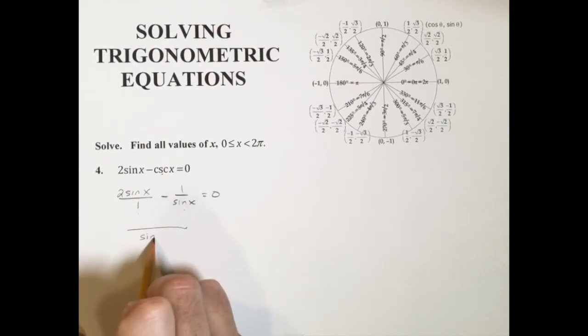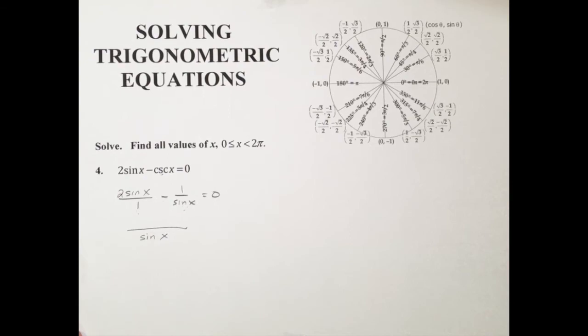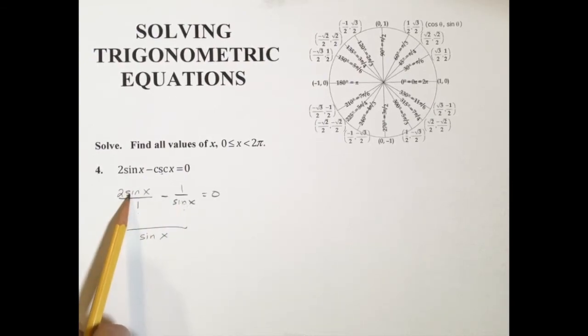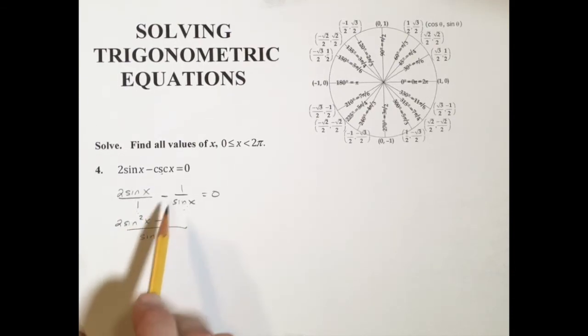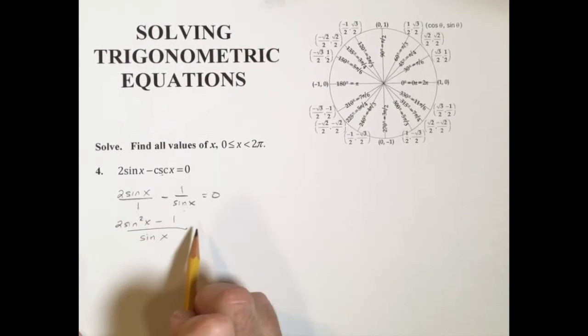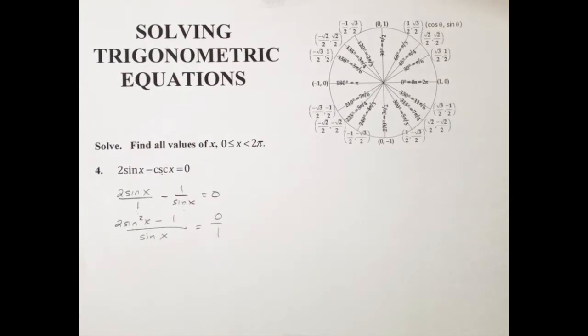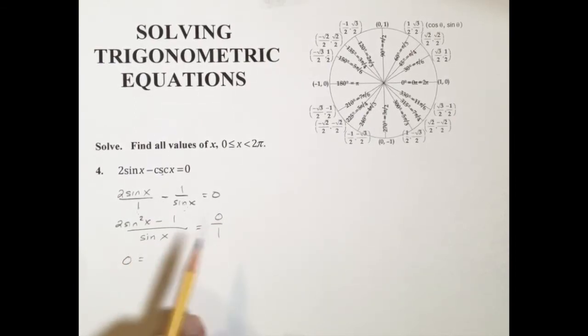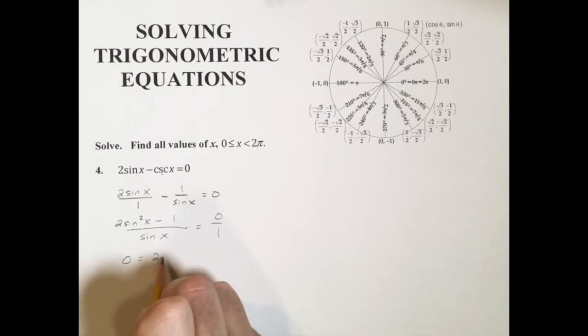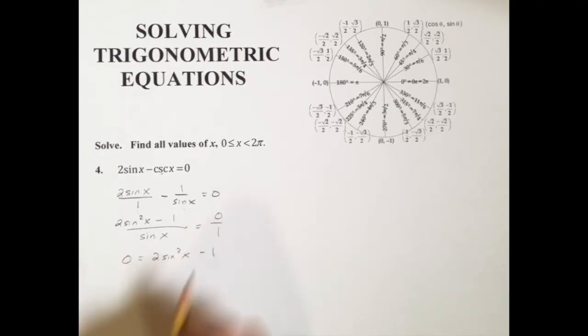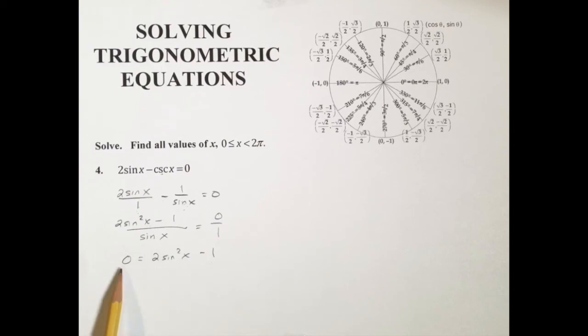1 times sine of x is sine of x. Sine of x times 2 sine of x is 2 sine squared of x. And then take away 1 times 1 is 1. This all equals 0. And of course, whenever I have a fraction equals a fraction, I can cross multiply. 0 times sine of x is 0, and 1 times this numerator, well, this is just 2 sine squared x minus 1. Let me add 1 to each side and divide 2 on each side.